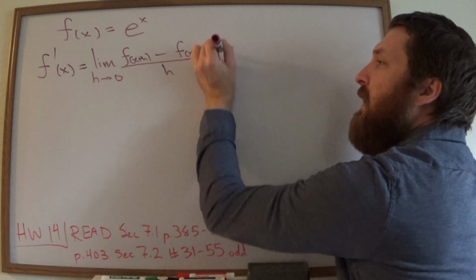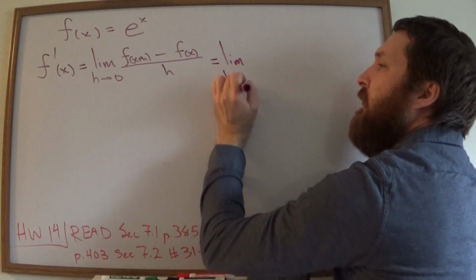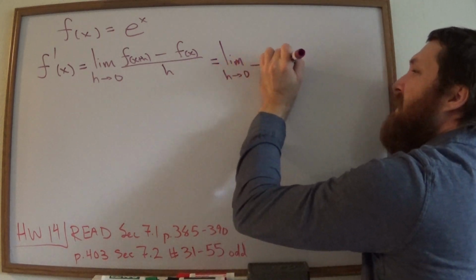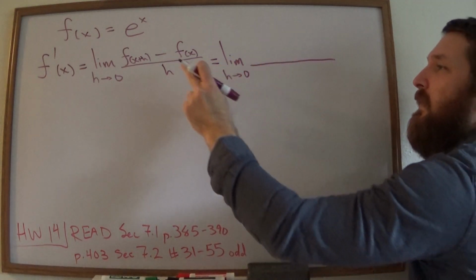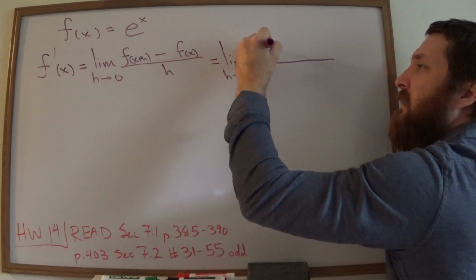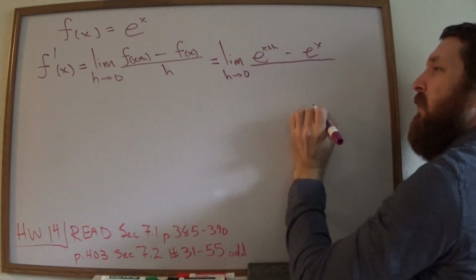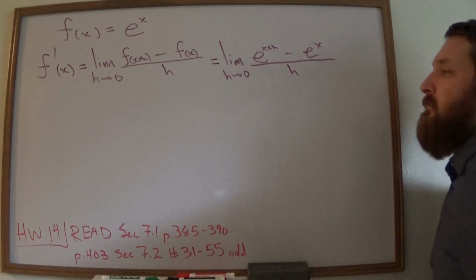So, okay, now you tell me what to write here, given that f is actually e to the x. So, f of x plus h is? E to the x plus h, minus e to the x, all over h.